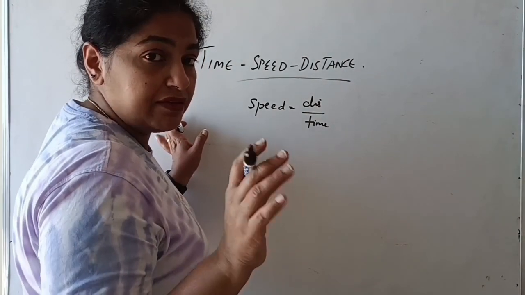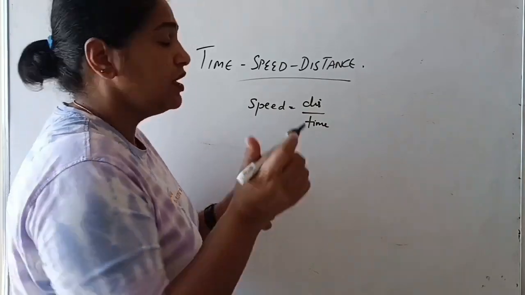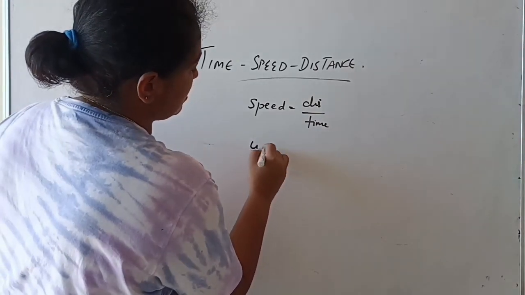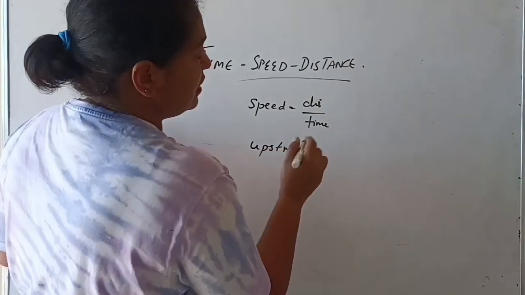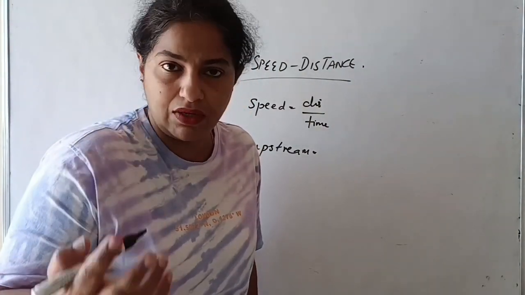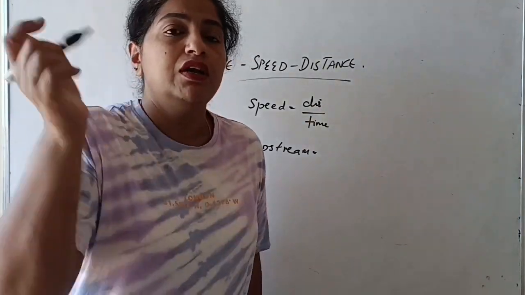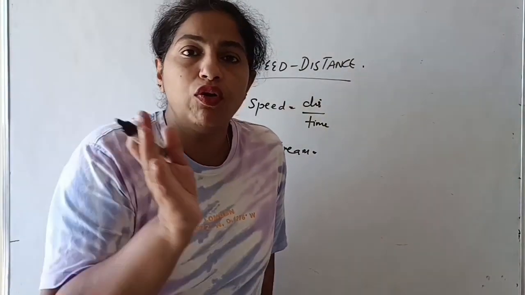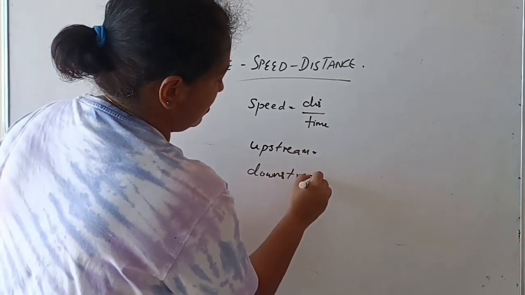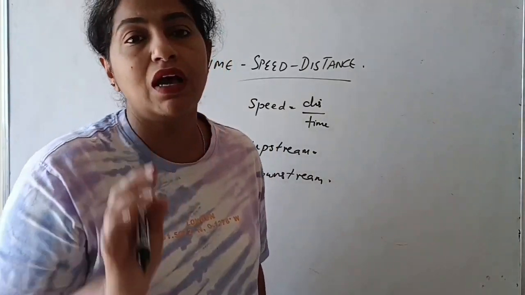Now you know that speed is distance by time, and if you have a steamer, or boat, which is moving in water, and if the steamer is moving upstream, you know the steamer has a speed, you know the water has a speed. Water is not still, it is flowing in a particular direction. It does not keep flowing in both the directions, it flows in one direction. When the steamer is moving along the flow of water, we say it is moving downstream. And if the steamer is moving opposite to the direction of the water, we call it upstream.